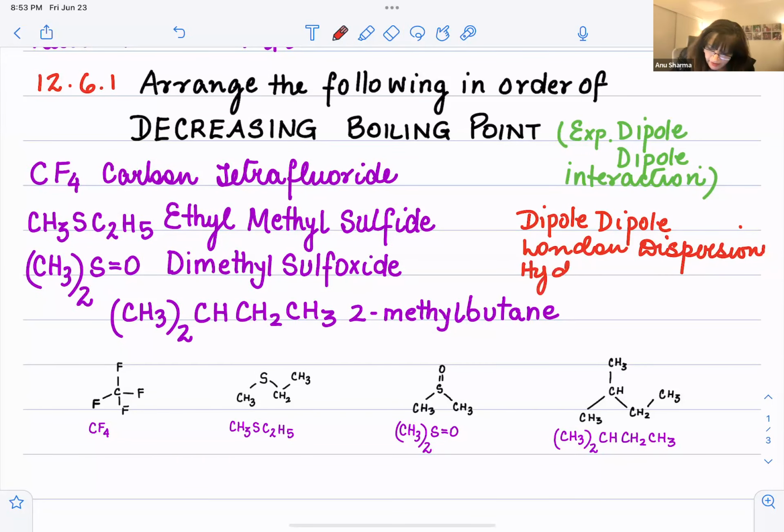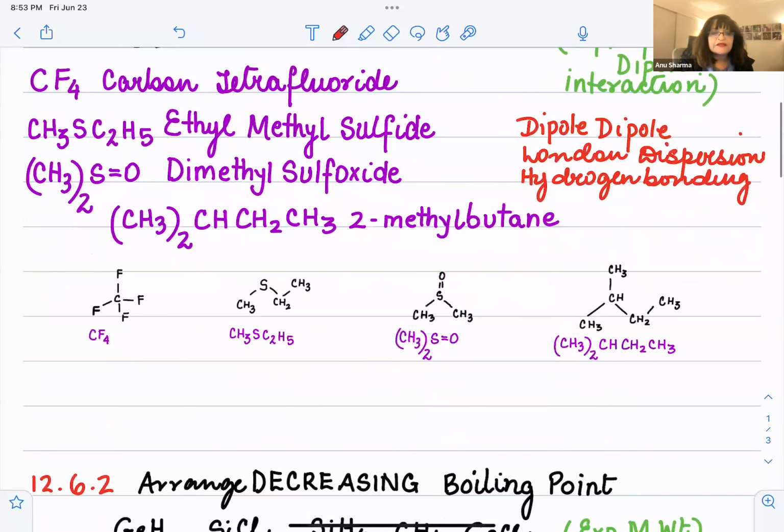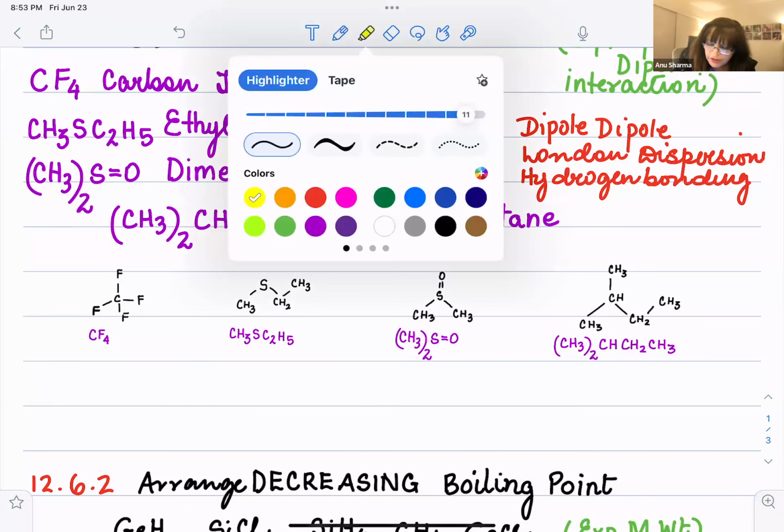So these intermolecular forces influence the properties of the molecules: boiling point, melting point, whether they exist as solid, liquid, or gas, and whether they will have a lower or higher density, and whether they are going to expand when they are frozen. So these properties are influenced by the specific intermolecular forces in the molecules. Now keep this in mind.